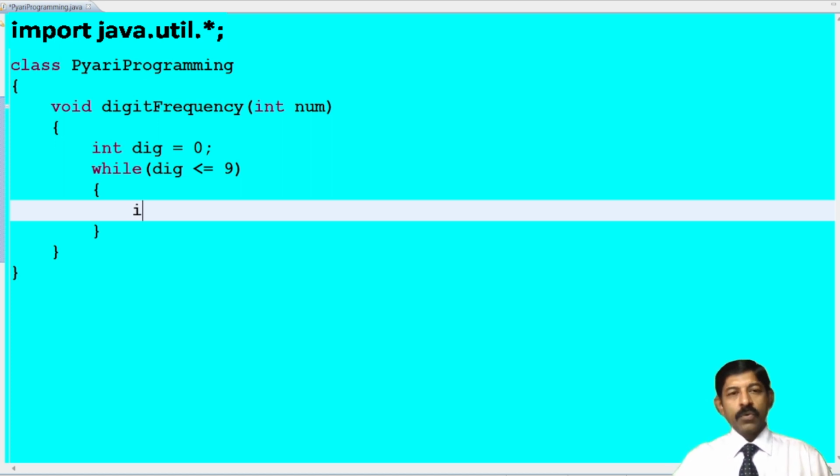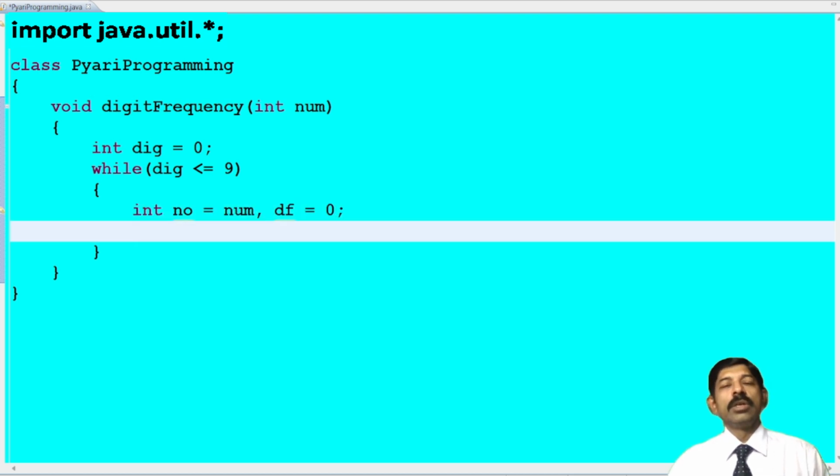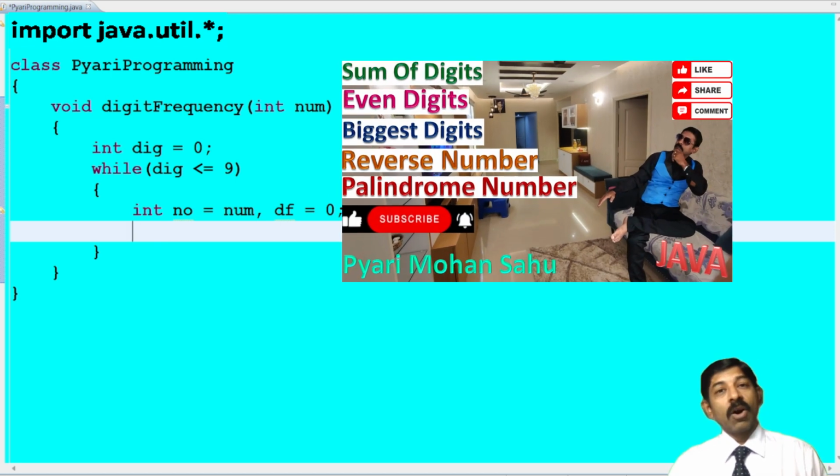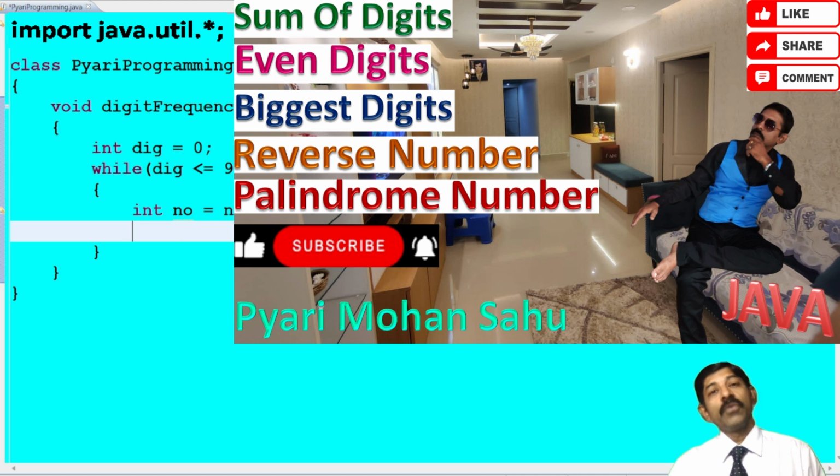Inside this loop, I have to write int no is equal to num, because each time when I come out of this loop, my number becomes 0 and I will lose this number. So that's why I'm keeping a backup of it for the next digit. In addition to that, I am saying that digit frequency is equal to 0, because each digit frequency has to be counted from the beginning. Inside this, I will apply the single logic to extract the digit and find its frequency. If you don't know the mechanism of the single logic, you have to check this video first to get the idea of single logic of digit programming.